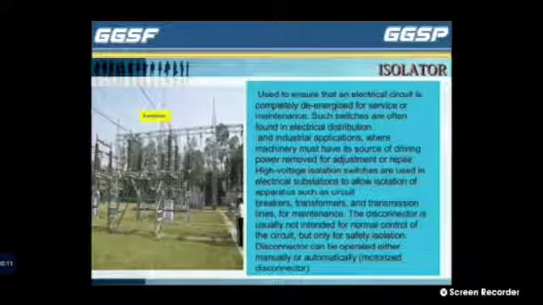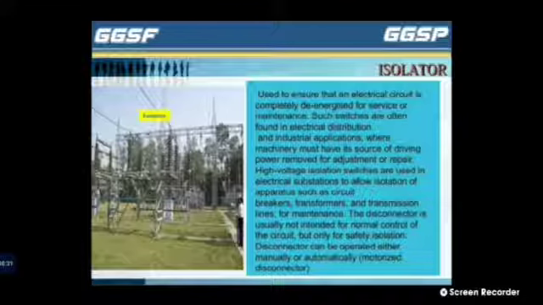Now we will see what an isolator is. An isolator is used to ensure that an electrical circuit is completely de-energized for service or maintenance. Such switches are often found in electrical distribution and industrial applications where machinery must have its source of driving power removed for adjustment or repair.